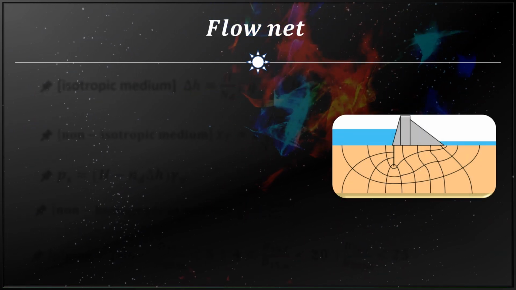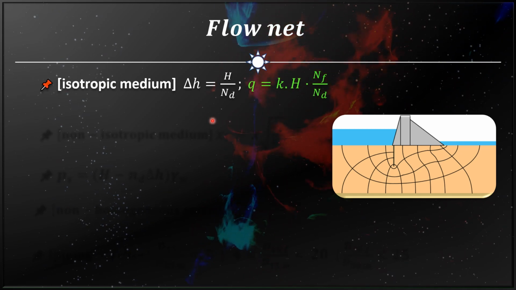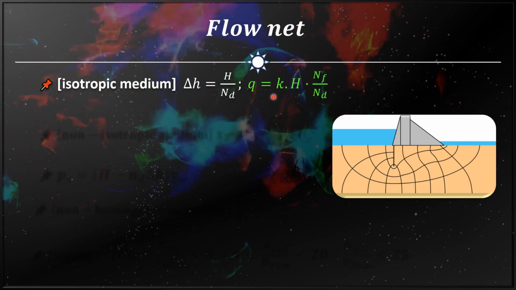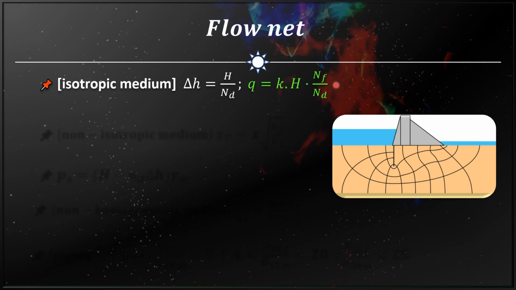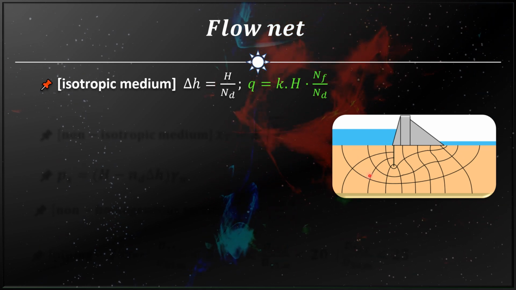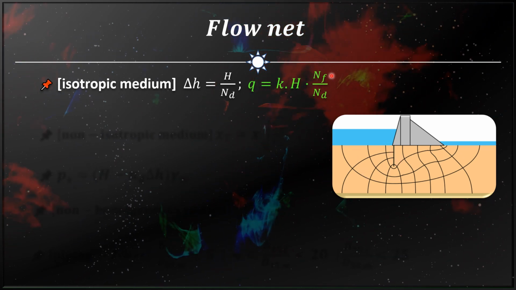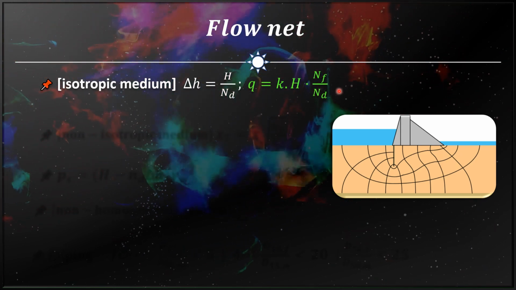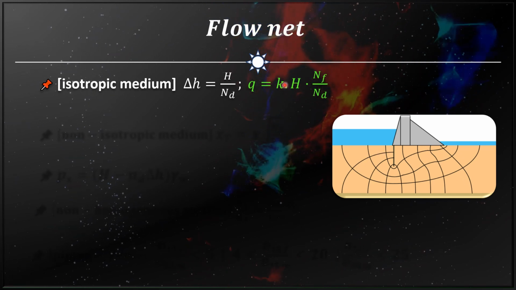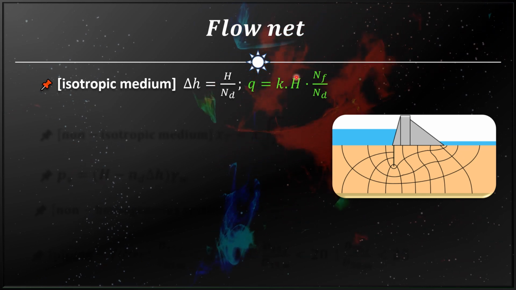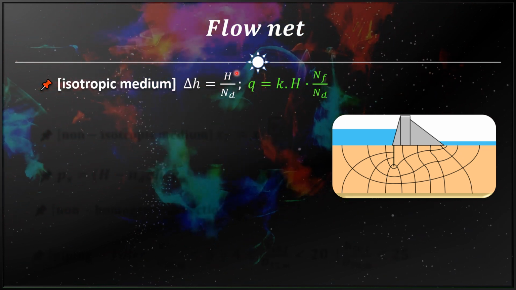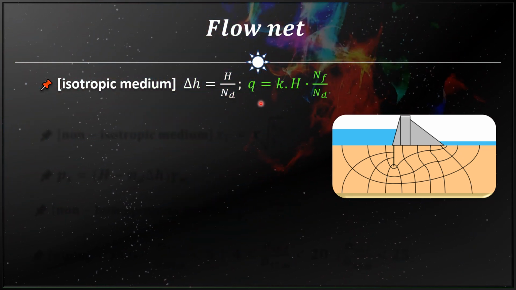Now we shall see the formulas regarding flow net. In case of isotropic medium, del H is equal to H by Nd, and Q, that is discharge, is equal to K into H into Nf by Nd. So what actually is the Nf? Nf is the number of flow paths. So 1, 2, 3. So these are the flow paths, and number of flow paths is given as Nf. And Nd is the number of equipotential drops. So how many drops are there? That is nothing but Nd. And K we know, coefficient of permeability, and H is the height or the level difference. So del H is equal to H by Nd. Nd is nothing but number of potential drops.